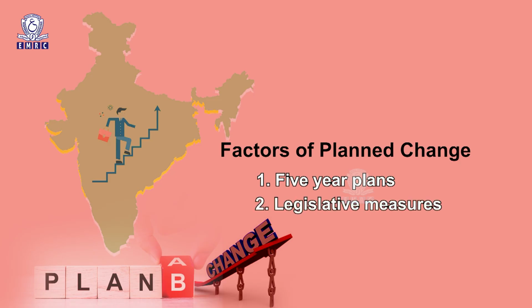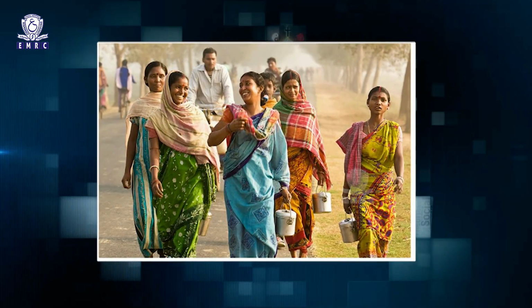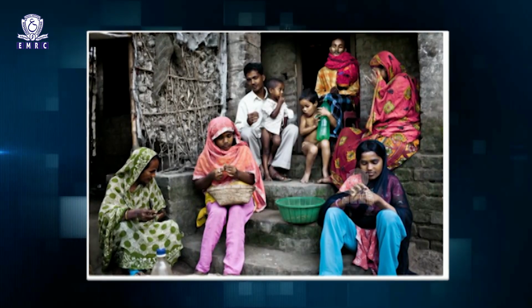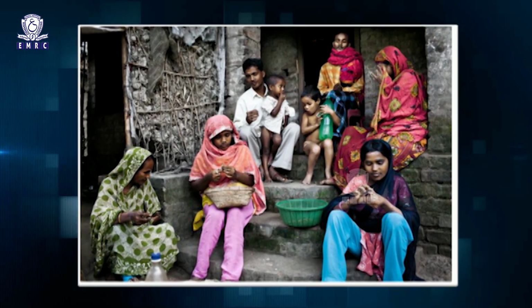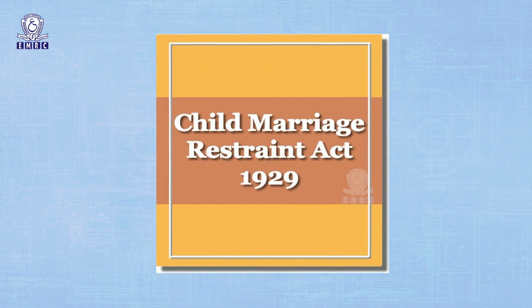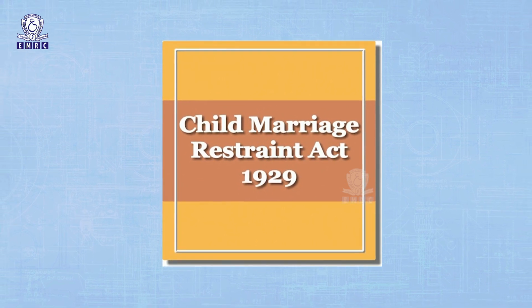2. The legislative measures. A number of legislations and executive measures have been taken for the benefit of various categories of population like women, Dalits, tribals, laborers, peasants, backward castes and classes, and so on. The important legislative measures are the Child Marriage Restraint Act 1929, which restricts marriage for girls below 18 years and boys below 21 years and permits divorce.